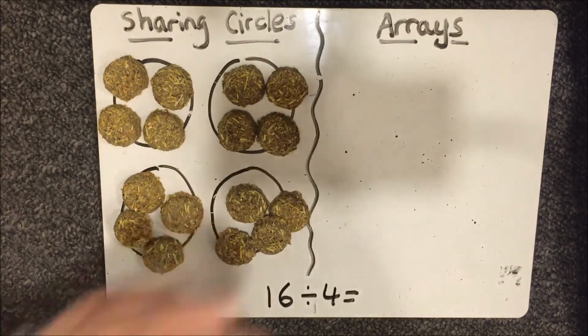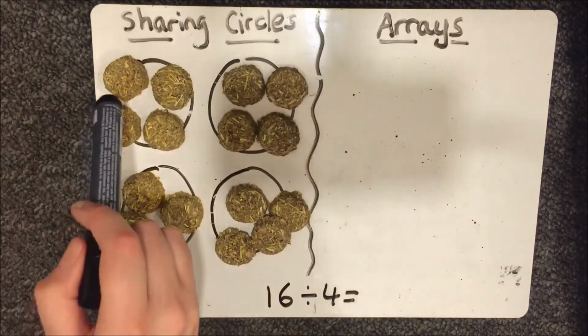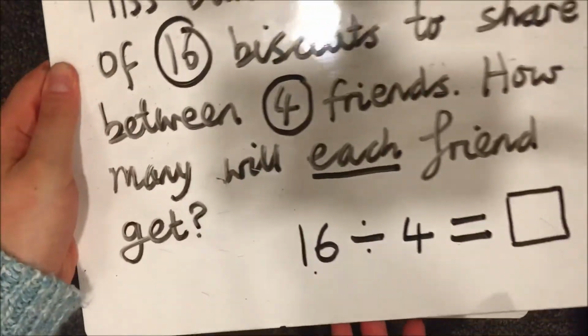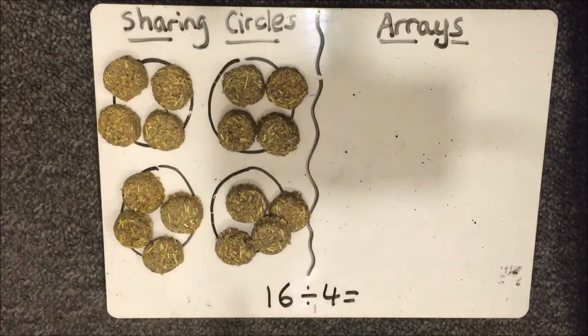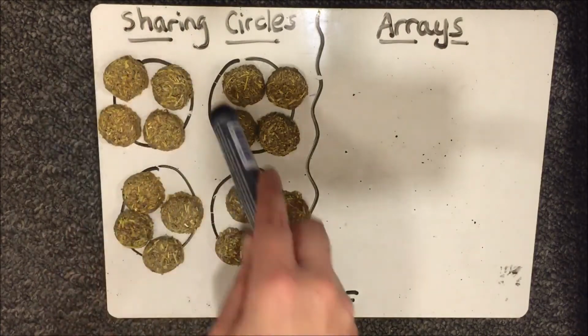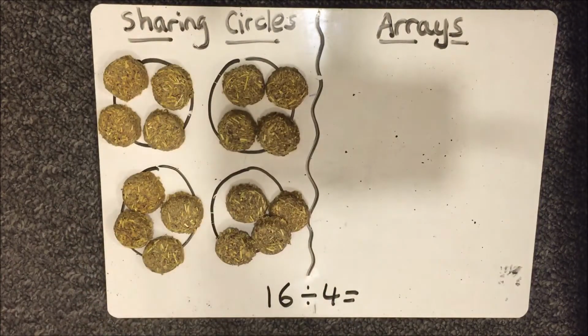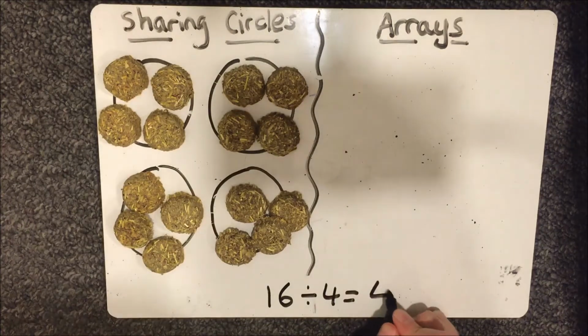16 shared or divided between 4 is the same as how many does one person get? Remember our word problem said how many does each friend get? Yeah? So they all get 4. This person gets 4, this person gets 4, this person and this person get 4. So my answer is 4.